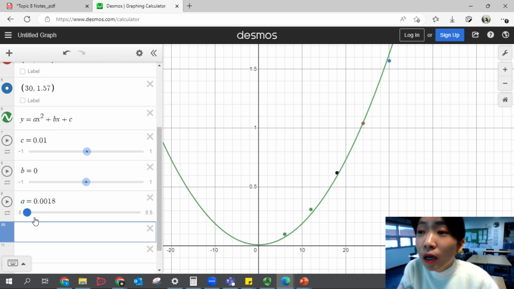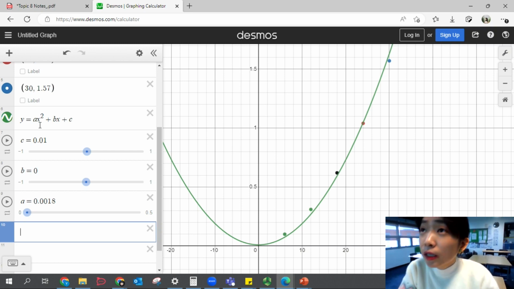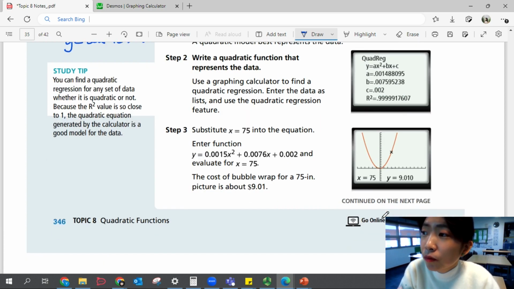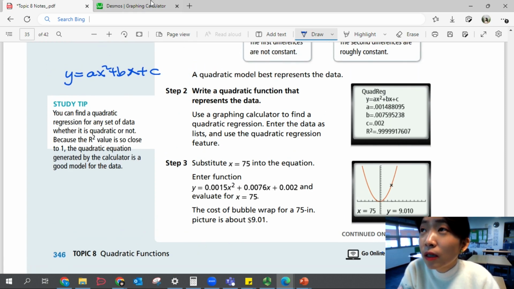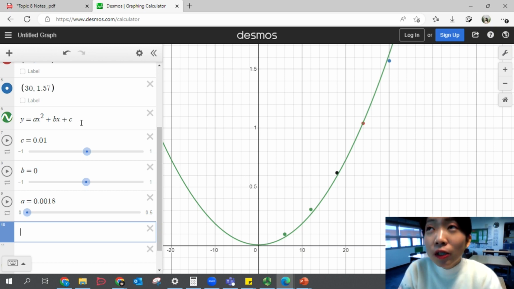So I have 0.0018 x squared plus b, which is 0. So there's no bx, okay? There's no second term, plus 0.01, okay? But if you use the graphing calculator, as you can see in the textbook, it will give you very, very small numbers, and it will be a little bit more accurate to your points. And then you can substitute 75. If you substitute using the equation that you figured out manually from the online graphing calculator, it should still be close.